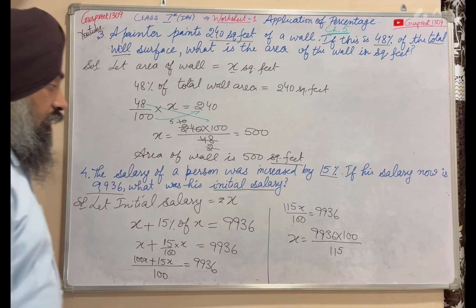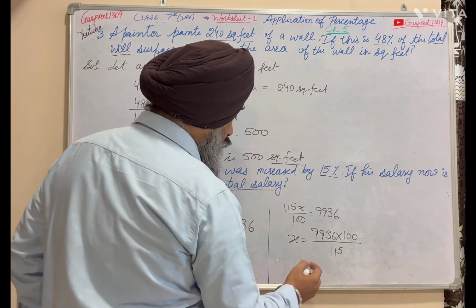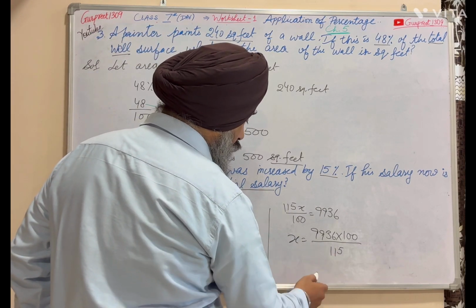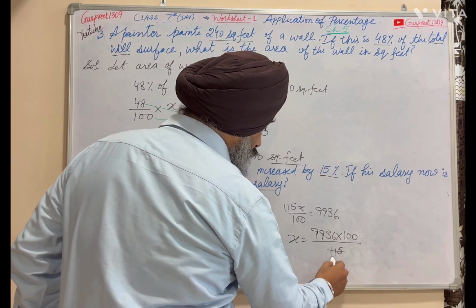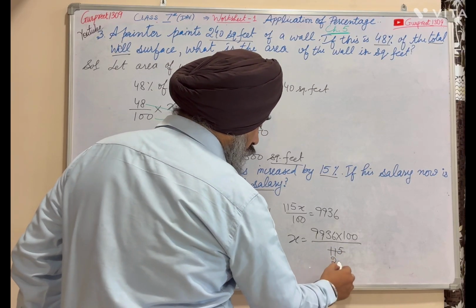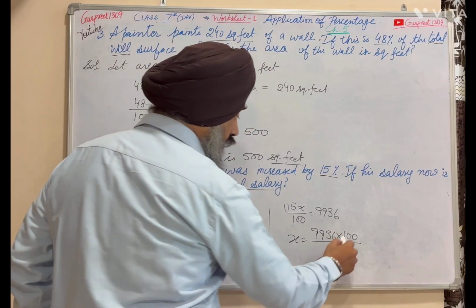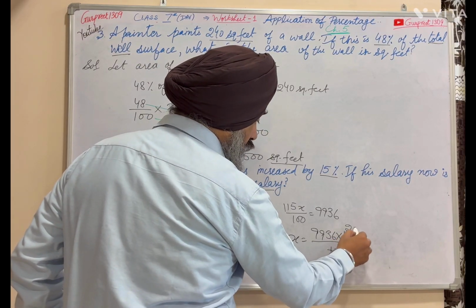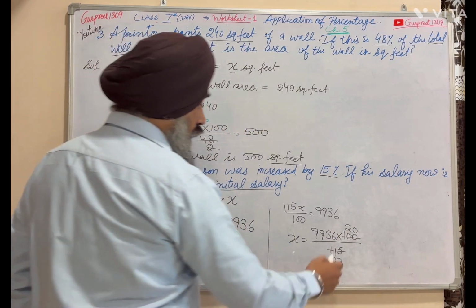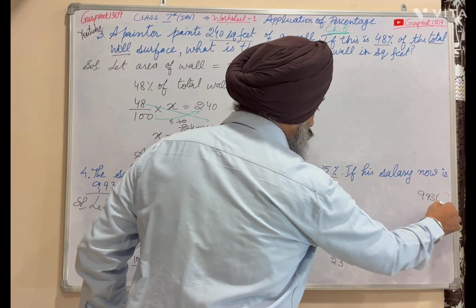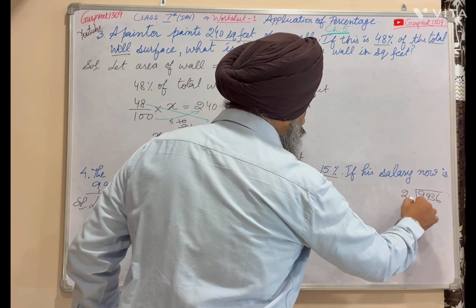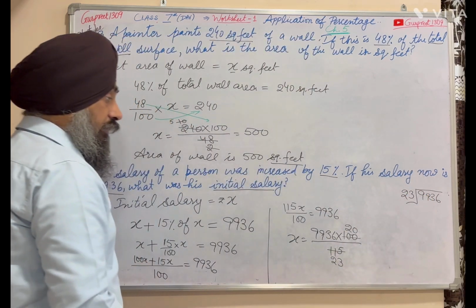Right? So in this way we reach here. Then we move further with the cancellations. So we can use 5 here. 5 twos are 10, 5 threes are 15, and 5 twos are 10 and 0. So we get this. Now 9936, we will divide it by 23. We will divide it by 23.